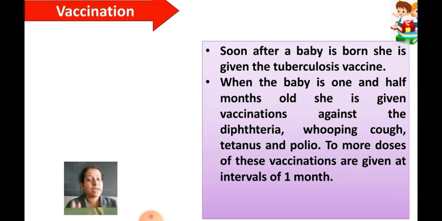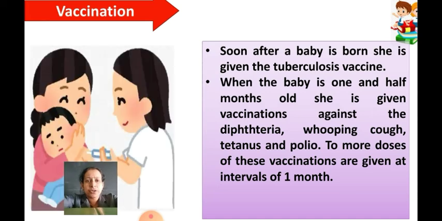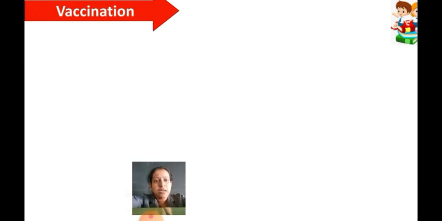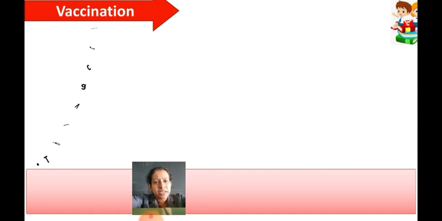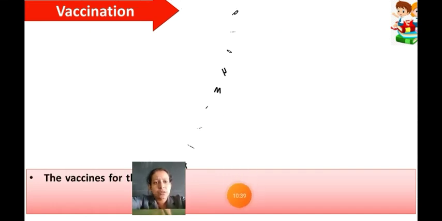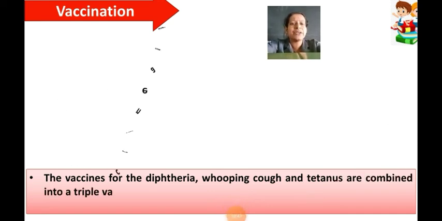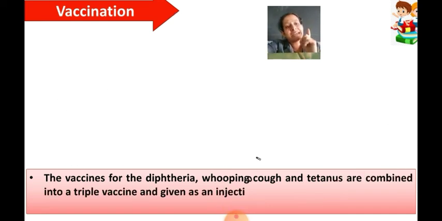And therefore a baby, when he or she is 1.5 months old, then again 2.5 months old and 3.5 months old, is given these vaccines. You can see how the diphtheria or triple vaccine is given. It is given in the form of an injection. Diphtheria, whooping cough and tetanus are combined into a triple vaccine, and it is given as an injection.